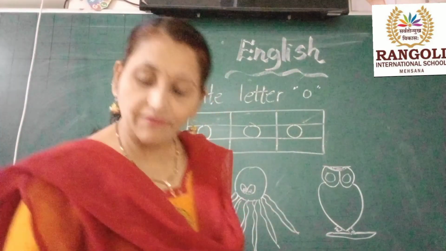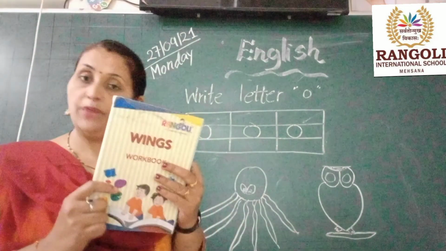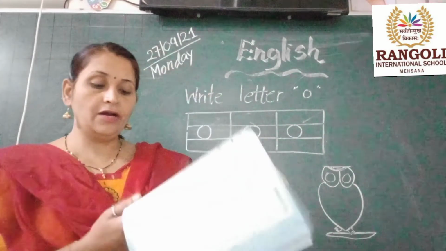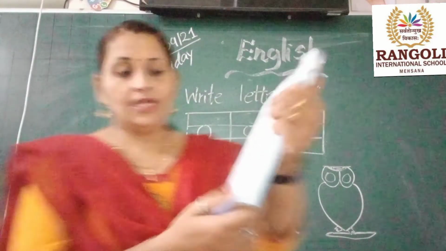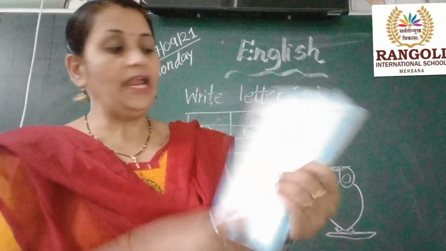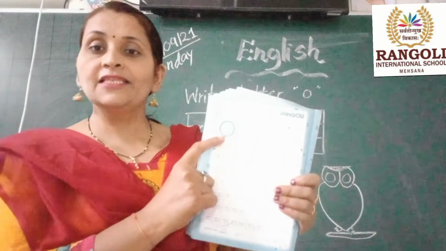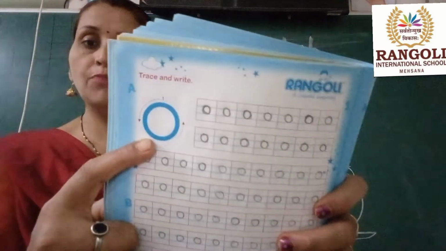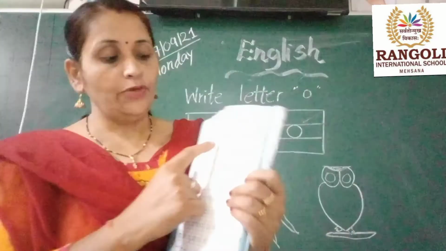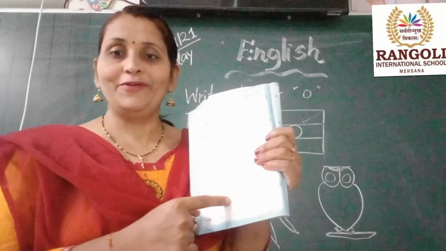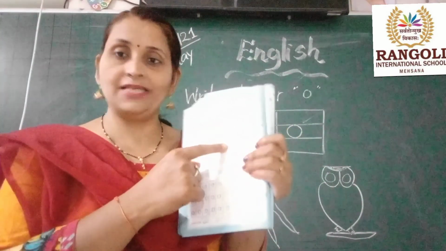So, kids, everyone, take out your workbook and open the page number 58. Open the page number 58. Which letter is this? This is letter O. Small O. First, you have to trace this letter. Then you will write letter O. Okay? First, do the tracing part.